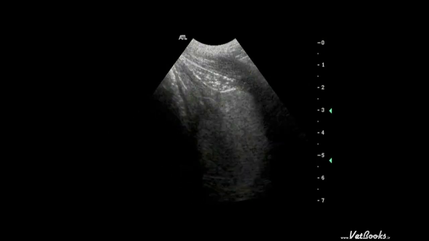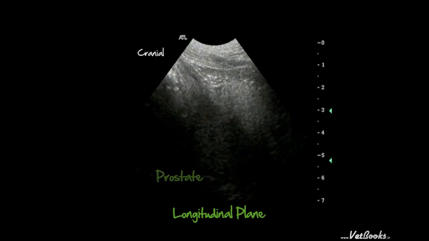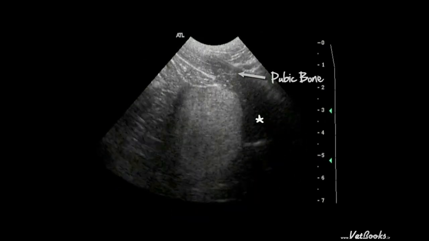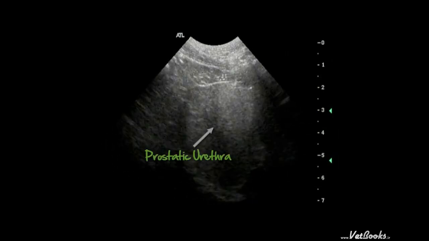In the sagittal plane, the enlarged prostate extends beyond the scanned surface. Its caudal portion disappears in the acoustic shadowing caused by the pubic bone. The prostatic urethra is visible as an ill-defined hypoechoic band in the center of the prostate.